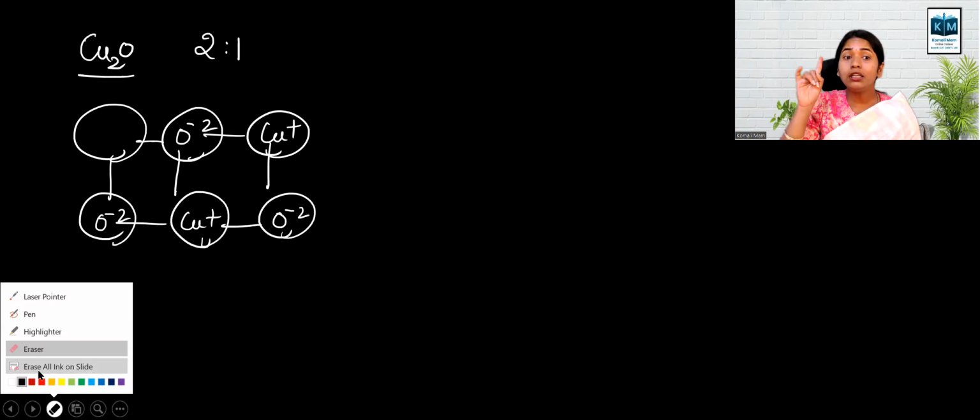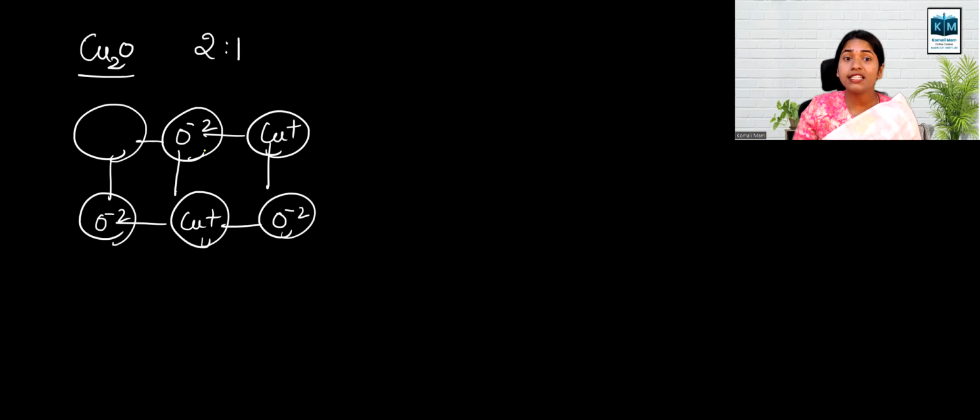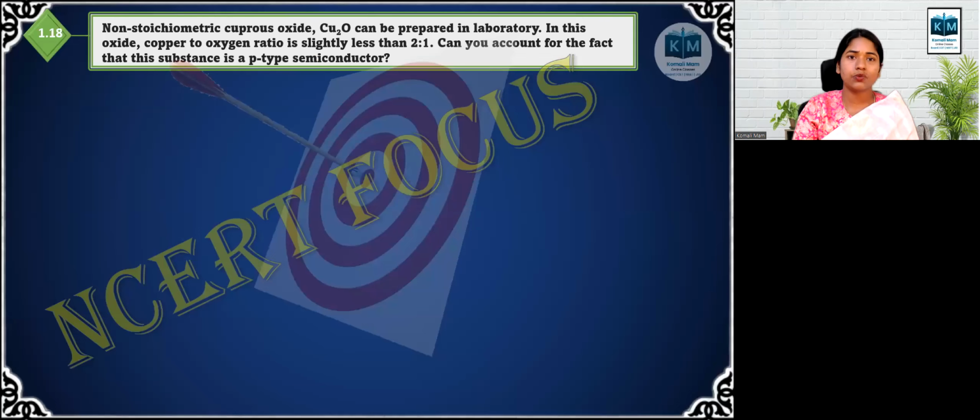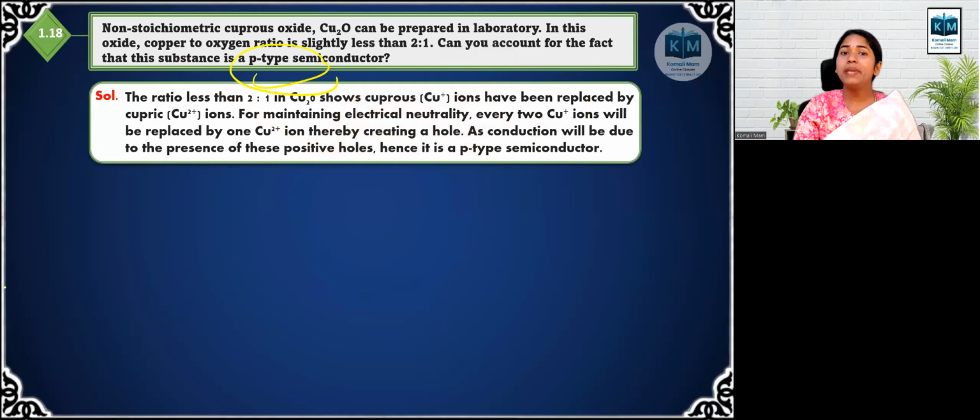To compensate that plus one charge, another Cu plus changes into plus 2. Why is it changing into plus 2? To maintain electrical neutrality. So here a hole is created. This hole is responsible for the conductivity. So these are called P-type conductors. That is the reason they are P-type conductors.